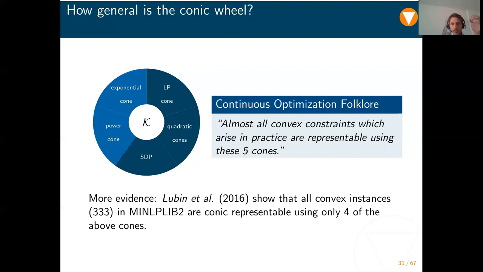And again, it's not a formal theorem, but it's what has been in the heads of the people in the continuous optimization community for years, that these five objects are more or less everything you need if you want to model anything that comes up in convex optimization. If it's not everything, then it's maybe 90%, 95, 99. Like I said, there are no formal results on that. But it's a belief that almost anything that is convex has some reformulation using these five cones that we have seen, three of which are symmetric cones and two are non-symmetric cones.